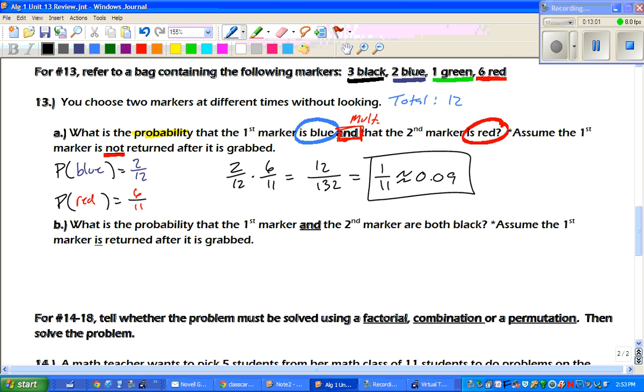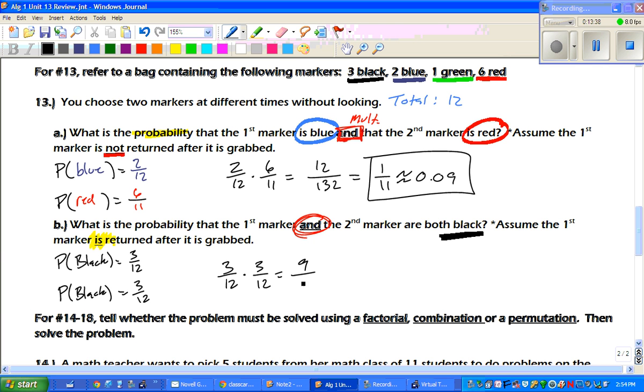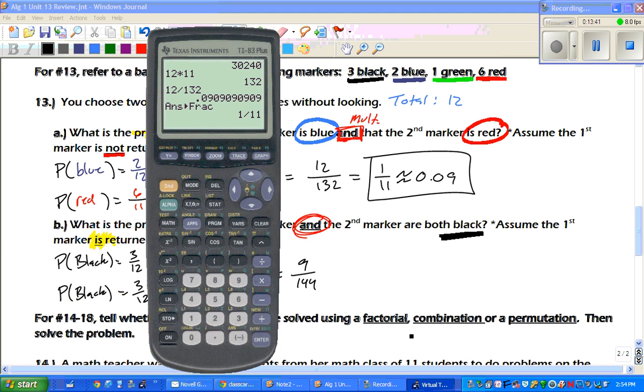Okay? Now, what is the probability that the first marker and the second marker are both black? Okay? And we're still talking about and. And the next thing to know is that it is returned, okay? So the probability of getting a black would be 3 out of 12. And then the second time you do it, it's still 3 out of 12. So multiply. 3 times 3 is 9. 12 times 12 is 144.